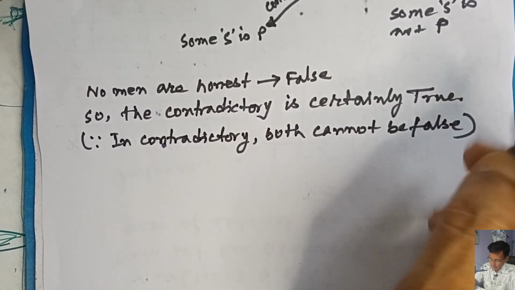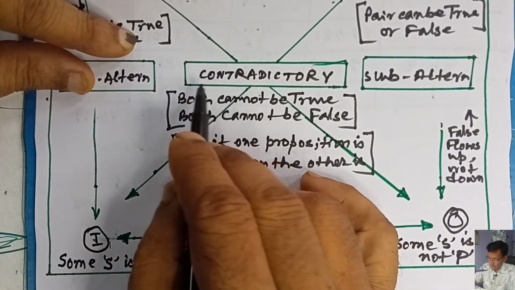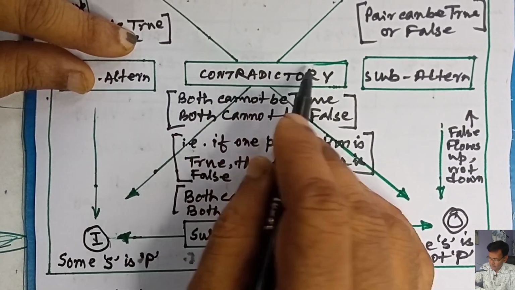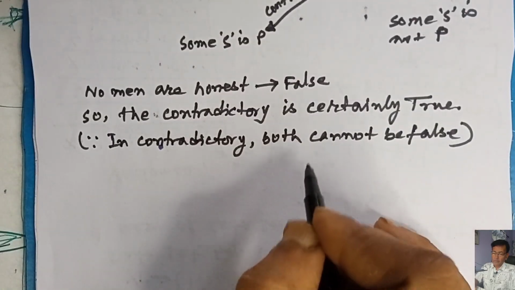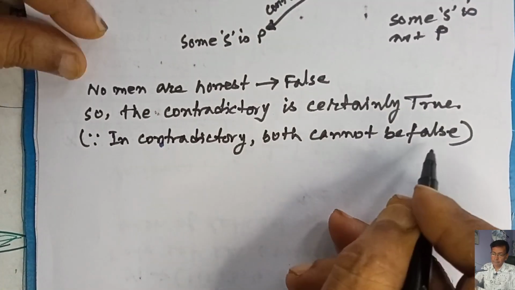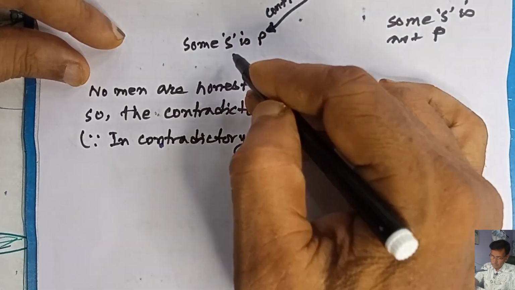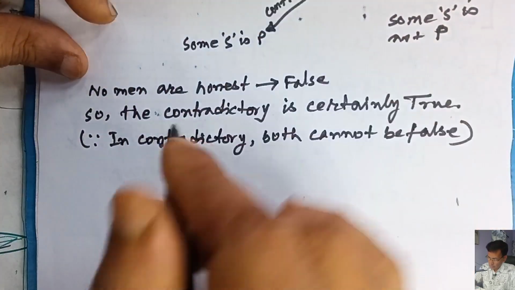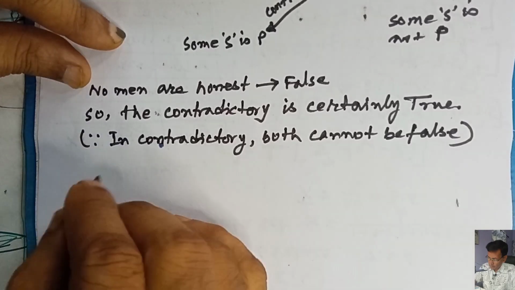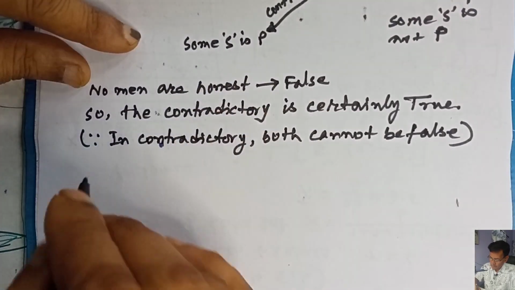Let us refer the original sketch. In contradictory, both cannot be true, both cannot be false. So if one is false, then the other will be true. So which proposition can be claimed certainly to be true? The proposition certainly to be true is some S is P. So some men are honest.